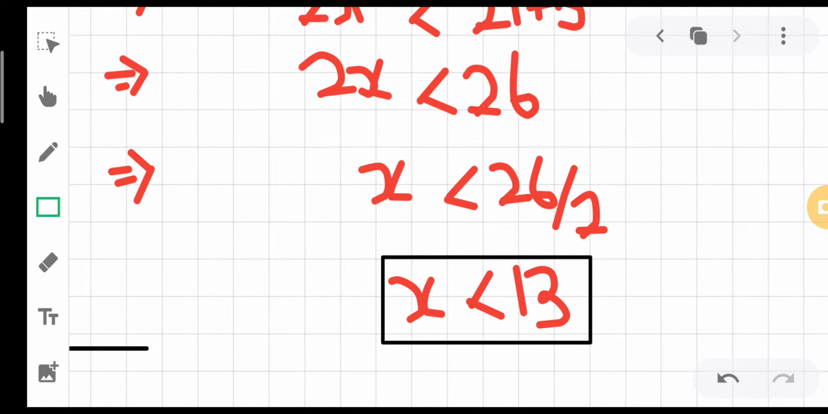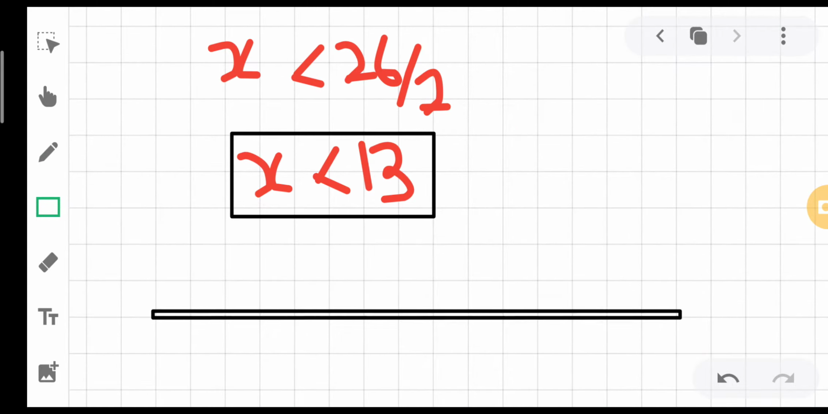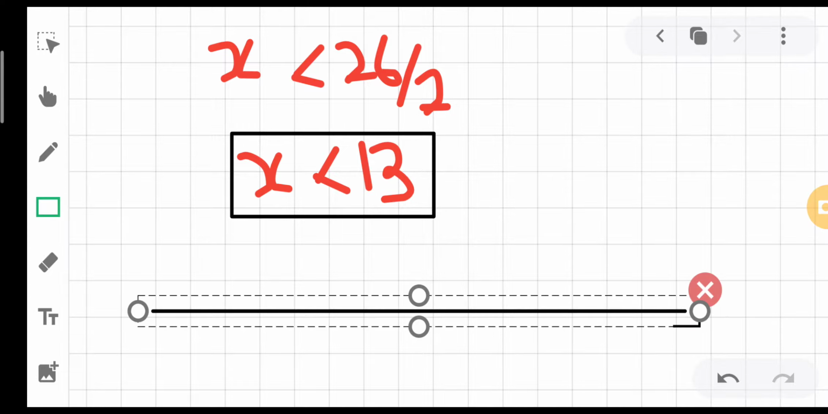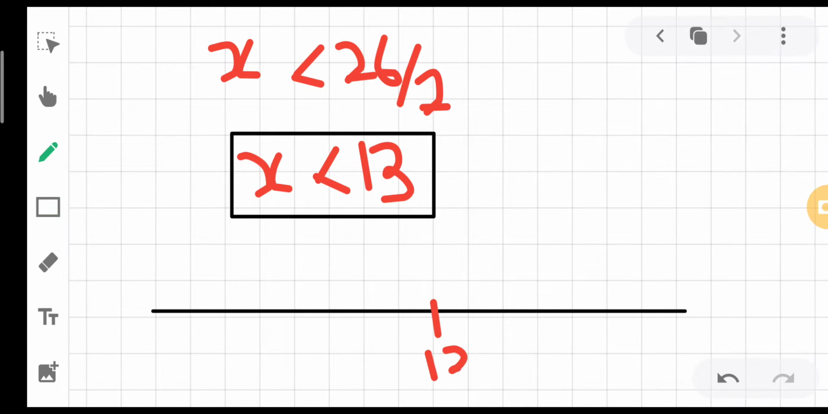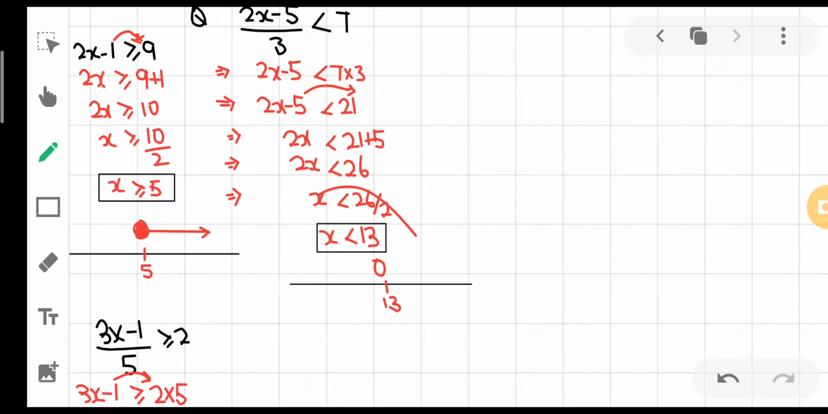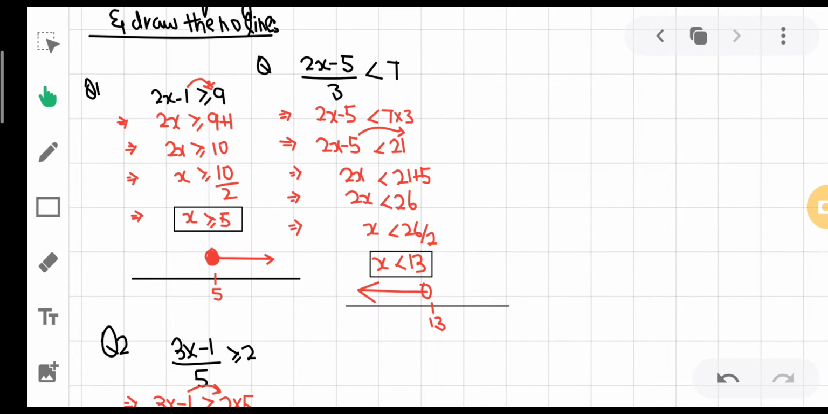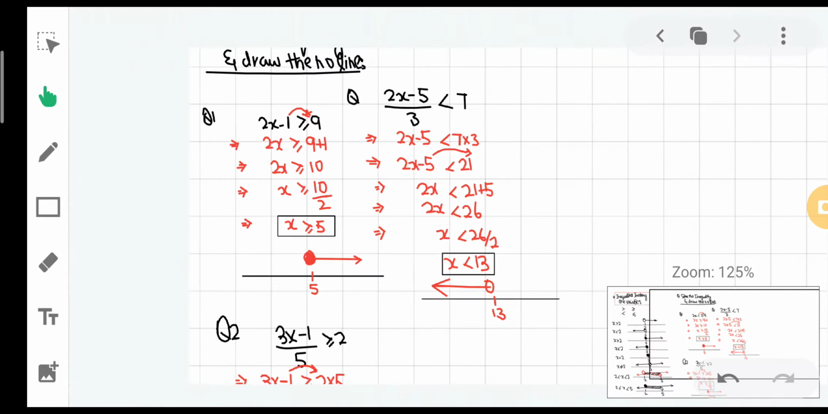इसी बात को नंबर लाइन से शो करेंगे. So the number line in the following situation will be drawn somewhat like this. You are marking 13 right here, drawing a circle. Since the value of x is lesser than 13, you have to show the arrow towards the left hand side, and this circle has to be an unshaded circle because the value is lesser. Hopefully all of you are clear up till here.